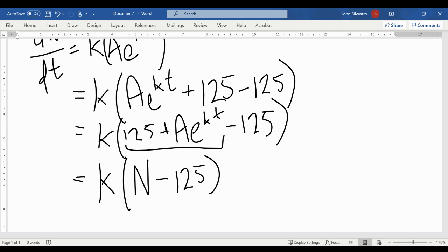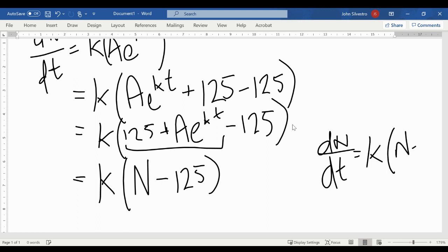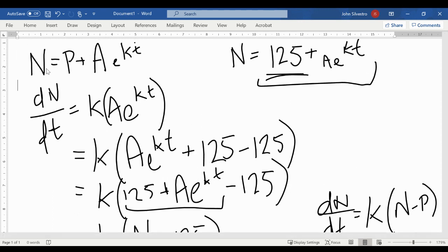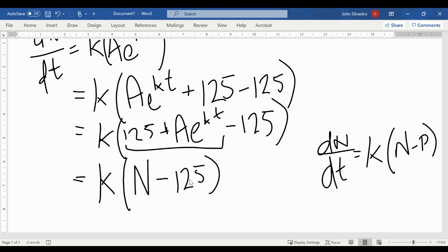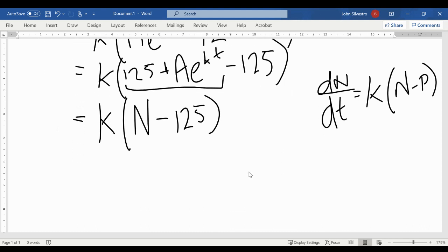And remember the rule that said if we had dn/dt, it is equal to k lots of n minus p was our rule. Well, that's what we've got. Remember, we started with n is equal to p plus ae to the kt. So p is our 125, which is what we've got there.